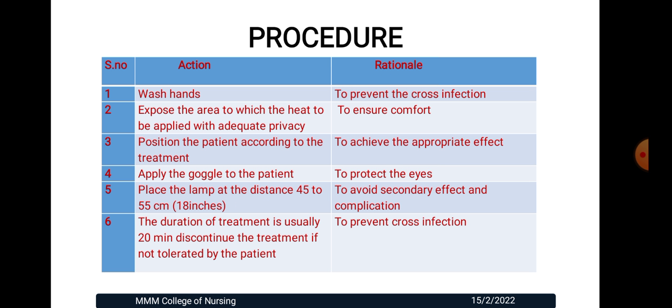Coming to procedure. First, you have to wash the hands to prevent cross infection. Expose the area to which the heat is to be applied with adequate privacy to ensure comfort. Position the patient according to the treatment to achieve the appropriate effect. Apply the goggles to the patient to protect the eyes. Place the lamp at a distance of 45 to 55 cm, that is 18 inches, to avoid secondary effects and complications.